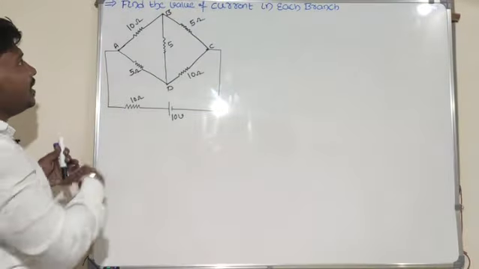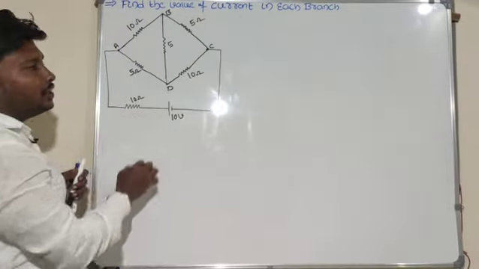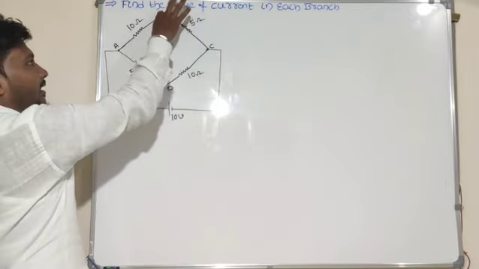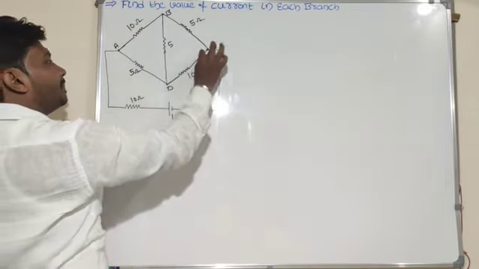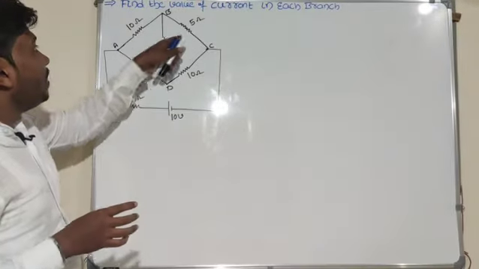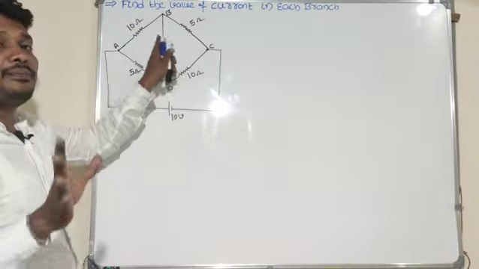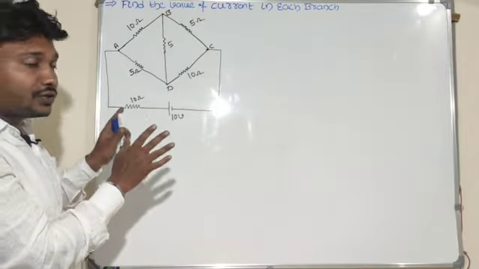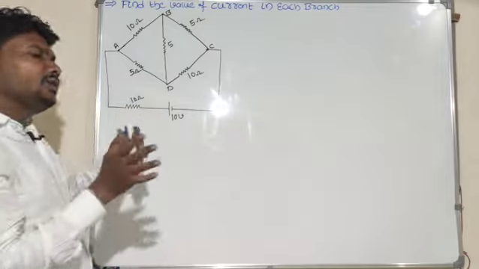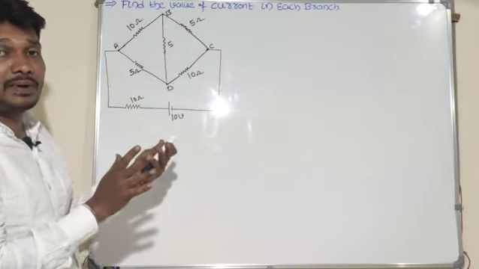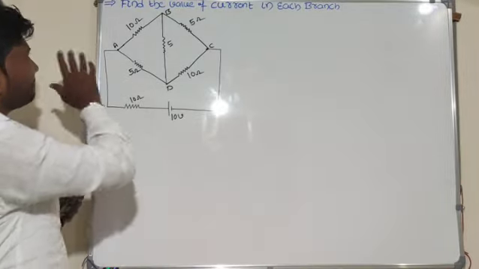So in the given question, find the value of current in each branch. What's the question here? Find the value of current in each branch. For example, what is the current in branch AB, in branch BC, in branch DC, and in branch AD? This is a very important question. If you understand this question, the remaining questions you can easily solve by the loop law as well as the KCL law here.